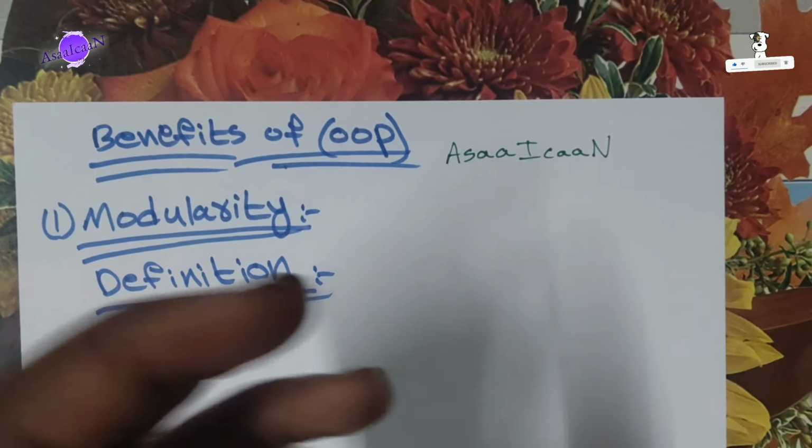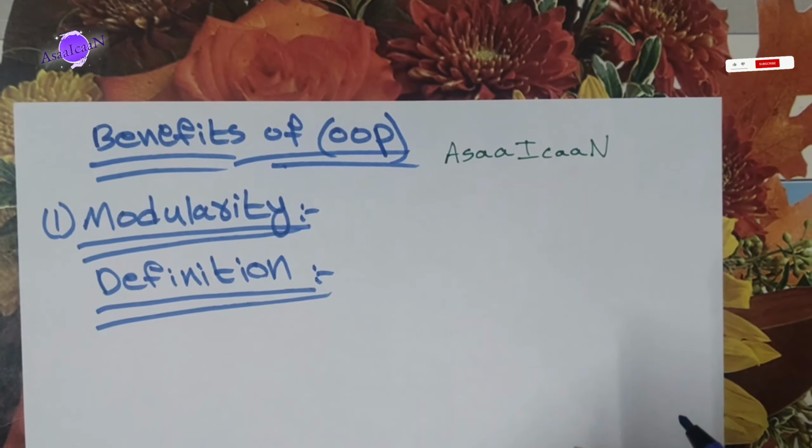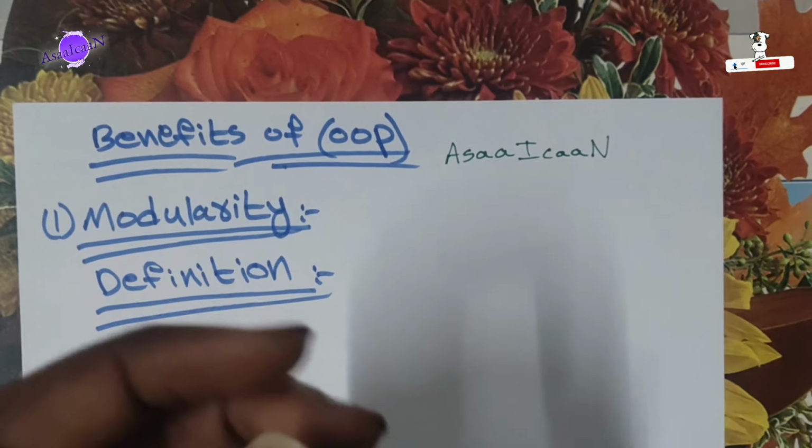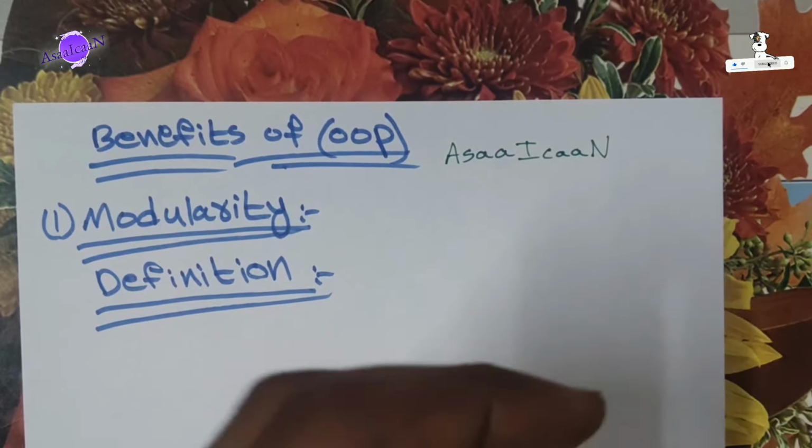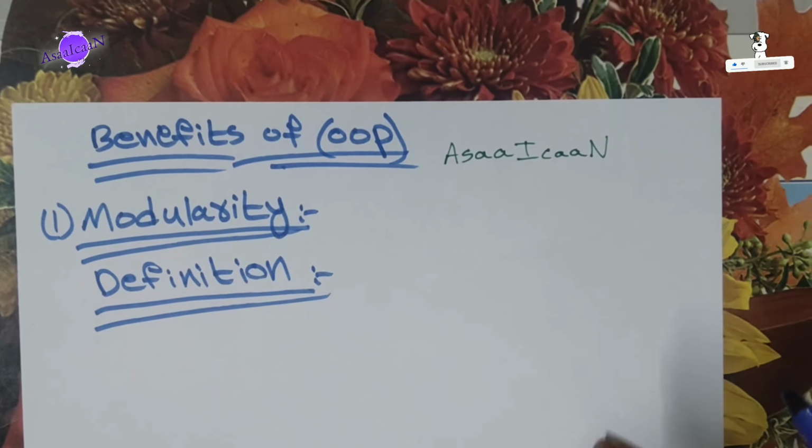Benefits of object oriented programming. So, object oriented programming contains 9 types of benefits. First one, this is the first one, modularity.